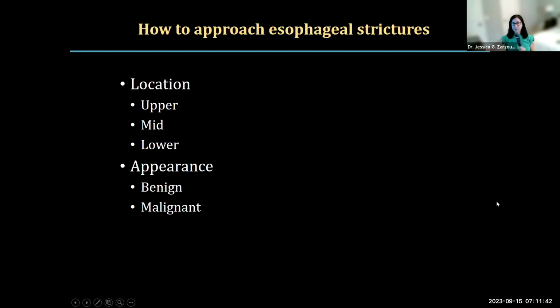So we're going to look at esophageal strictures and how to approach them. We'll look at the location of the strictures, if it's in the upper, mid, or lower portions of the esophagus. And we'll also look at the appearance of the strictures to determine if they are benign or malignant.